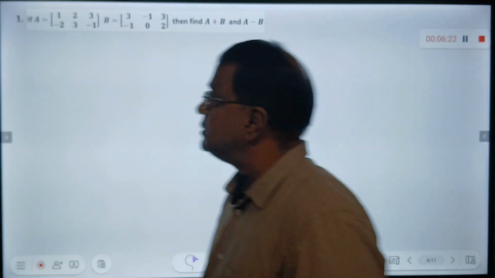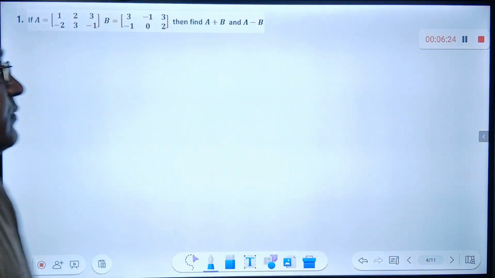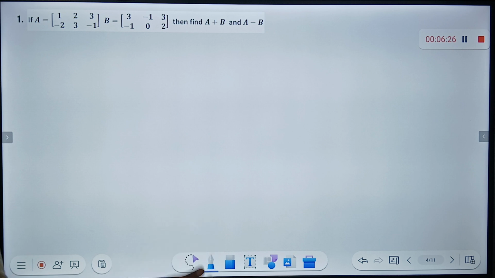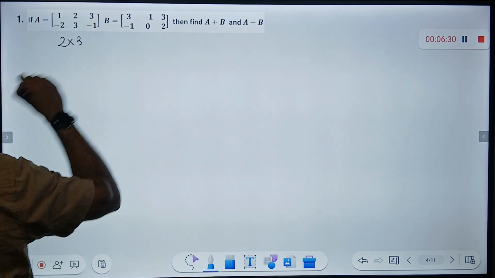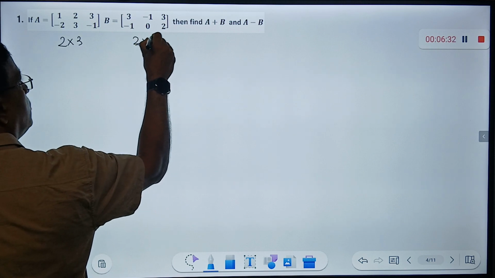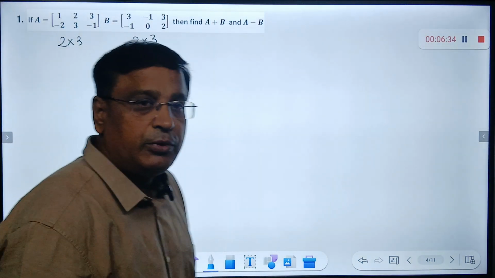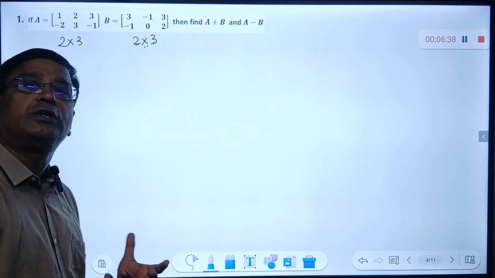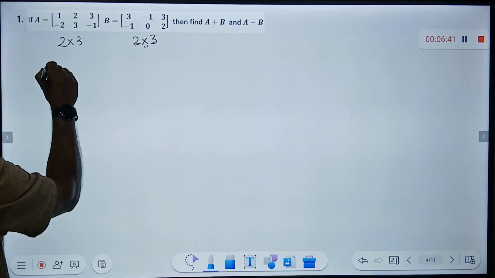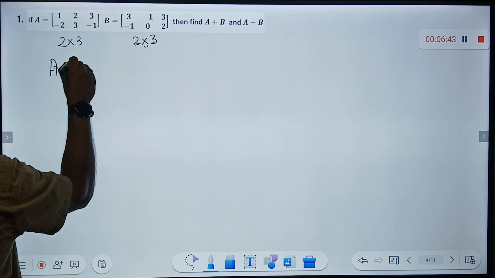Now look at this question. I have a matrix A which is 1, 2, 3, 2, 3, minus 1. It's of order 2 by 3. A is of order 2 by 3, and B is also of order 2 by 3. Is it possible for me to add? Yes, because the condition for addition is both the matrices should be of the same order. So let us find out how to find A plus B.